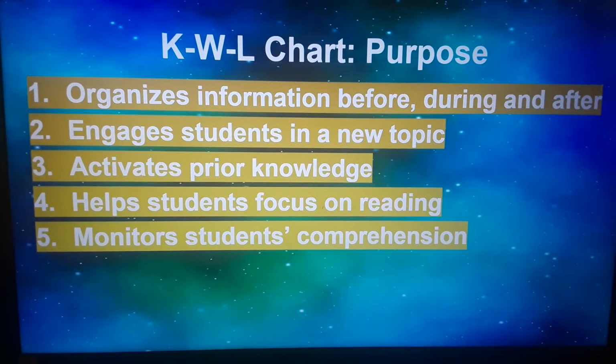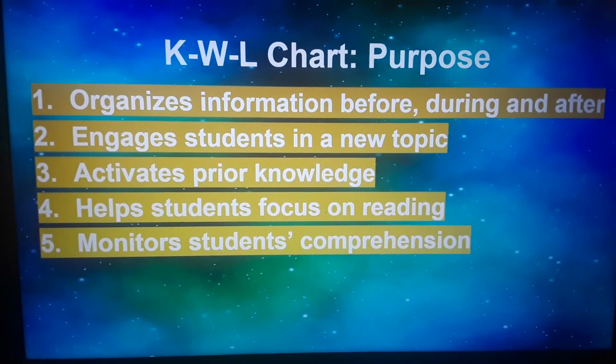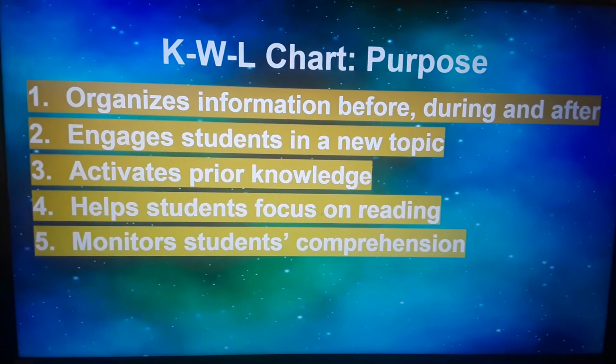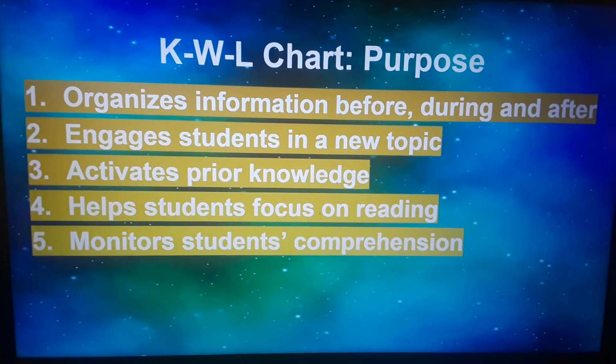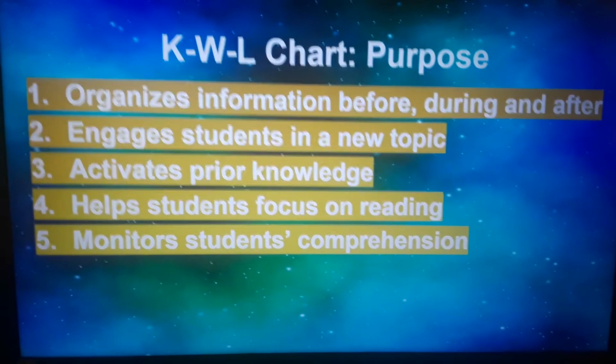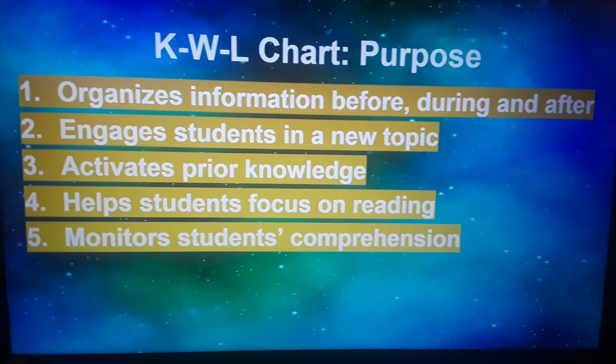Number 4, helps students focus on reading. And number 5, monitors students' comprehension. It helps me to see if you understood it.